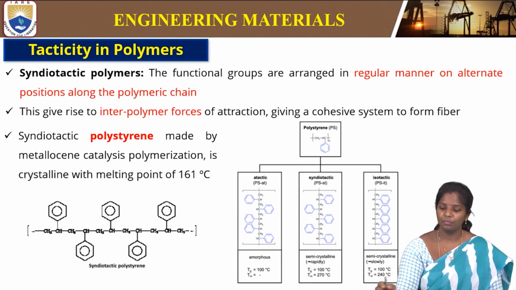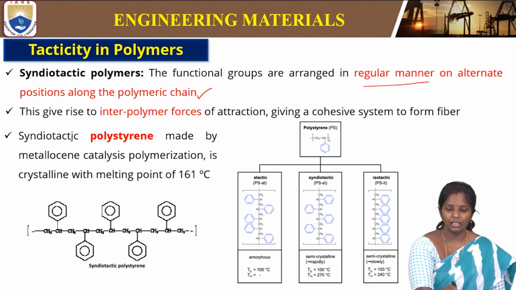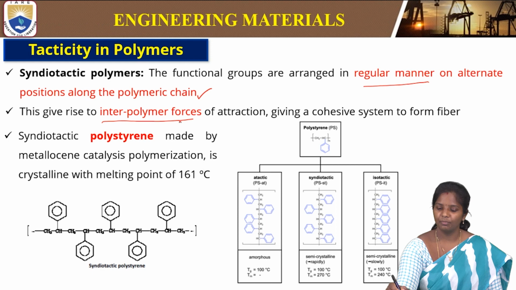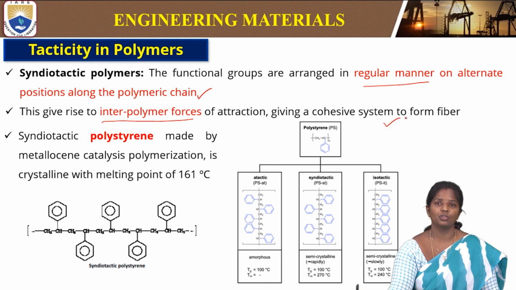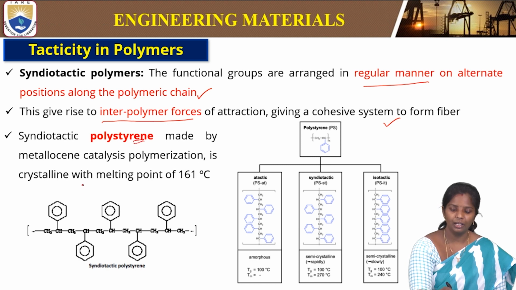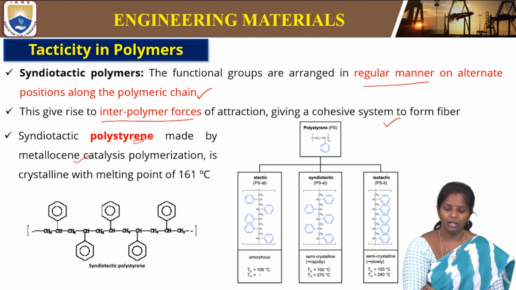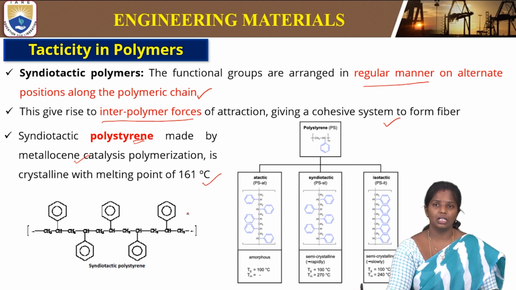Syndiotactic, the functional groups are arranged in a regular manner on alternate sides of that carbon chain. So this is nothing but the syndiotactic polymers. These give rise to interpolymer forces of attraction and form a cohesive system to form a fiber. This example is polystyrene made by metallocene catalysis polymerization with a melting point of 161 degrees centigrade.